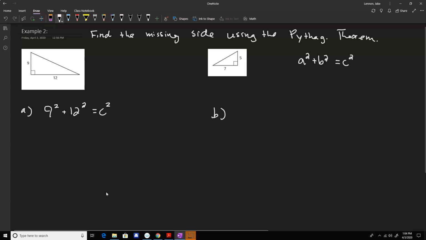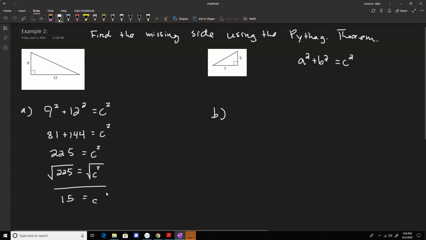So we just kind of do the math. So 9 squared is 81, 12 squared is 144, and we have c squared still. So 81 plus 144 is going to be 225. So then we can figure out c by doing the square root of both sides. So c squared, take the square root. That's going to be the same as the square root of 225. So c is equal to 15. So that's the example for A.